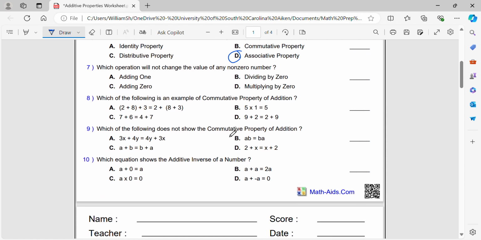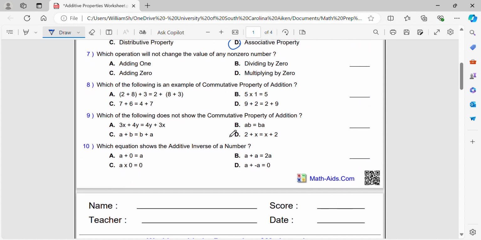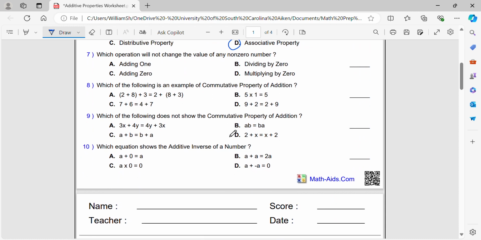Let's look at number 7. Which operation will not change the value of any non-zero number? Well, if I add 1, it's going to change the value, right? If I have no money and I add 1 to it, now I have $1. That changed the value. If I divide by 0, that's definitely something we don't want to do.